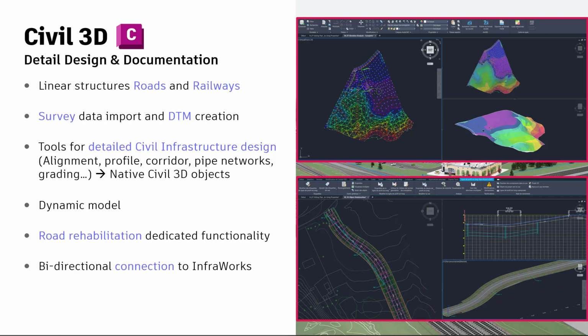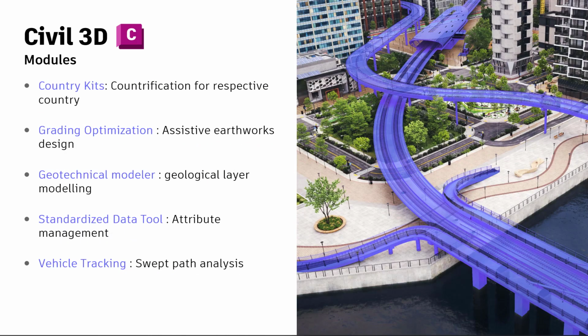Civil 3D also enables you to work with other different Autodesk products. An example can be a bidirectional connection to InfraWorks or the possibility to share data with Revit, but obviously many more, enabling you to deliver projects with desired outcomes. Civil 3D has a number of additional modules which can help you with your processes within infrastructure design.